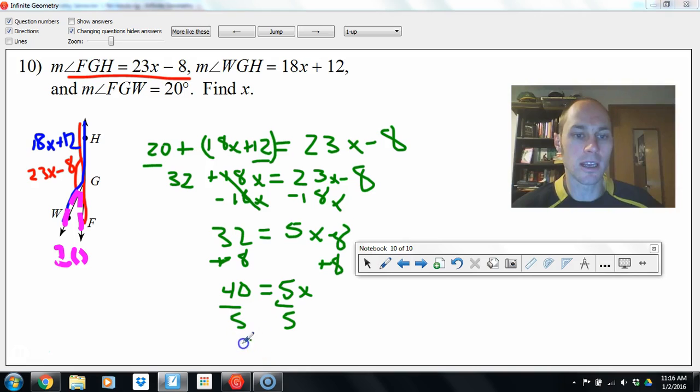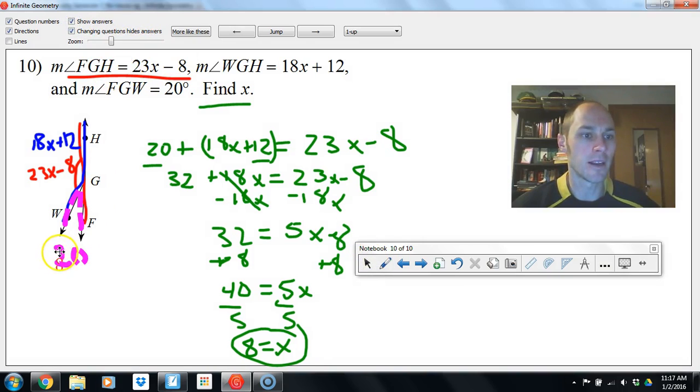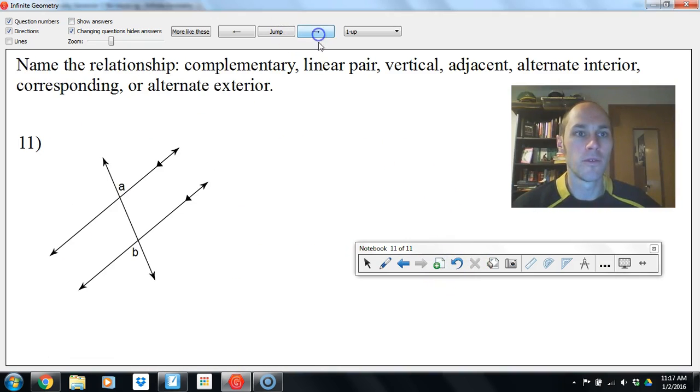And I just need to check to make sure that that's all I need to find. So it's find x. It doesn't ask us to find the actual angle measure, so that's all we need to do. And we can check to make sure we did that right. Yes, x is 8. Perfect. Moving on to the next one.